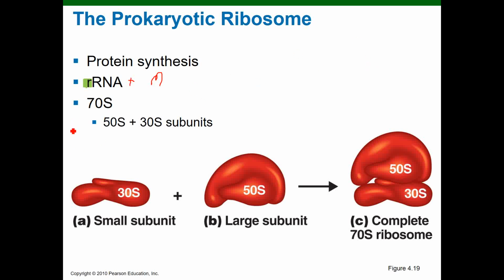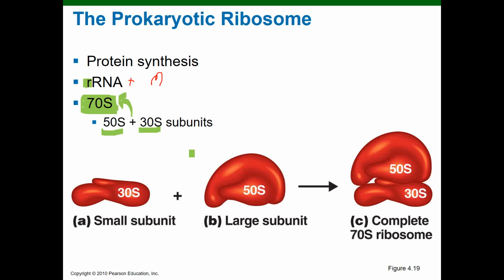In prokaryotic cells, the ribosomes are called 70S ribosomes. You can think about this S as standing for size, so it's like size 70. That's actually not what the S stands for. It's a sedimentation factor, which is why you can have something that's 50S and something that's 30S add up to 70. So it's not a typo. It's just because the S doesn't actually stand for size.